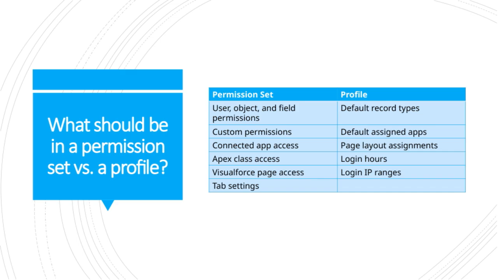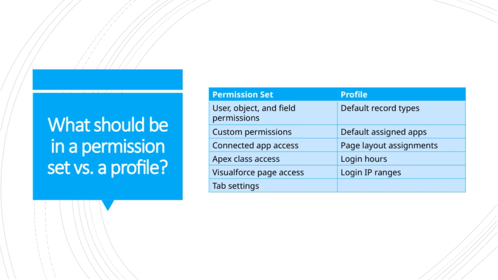Profiles, on the other hand, define default record types, default assigned apps, page layout assignments, and login hours. Think of profiles as the baseline settings for a user's overall access. When it comes to what should go into a permission set versus a profile, the rule of thumb is use profiles for the broad, baseline access levels that are common across users with similar roles. Permission sets are more flexible and are best suited for granting additional, specific permissions on top of the profile.